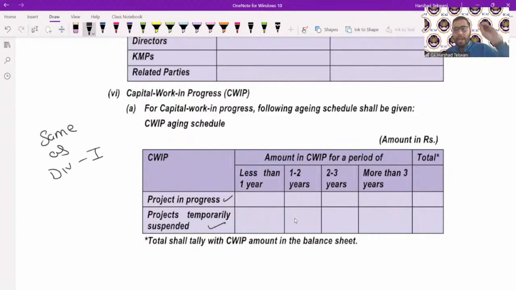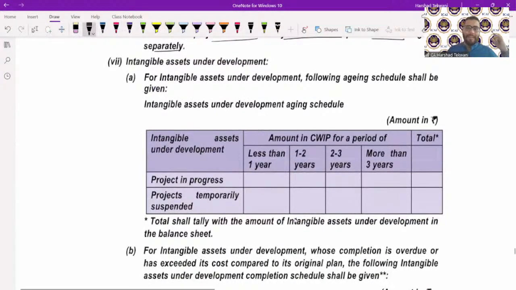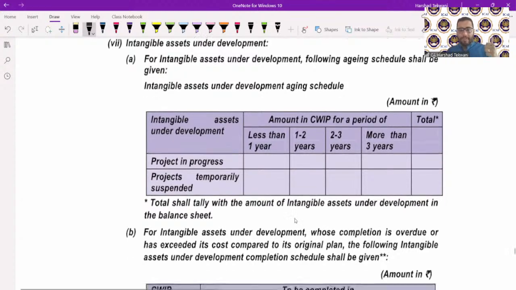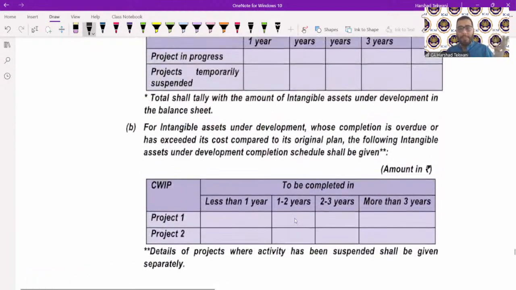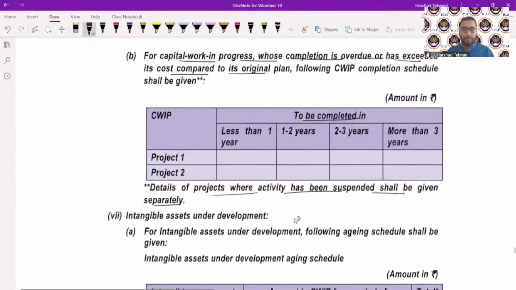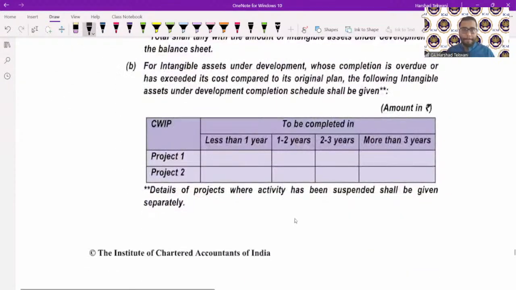There is no change. The amendment we discussed over there, the same is applicable over here also. Same for the intangible we discussed over there: intangible assets under development, which have overdue or exceeded cost, and the estimated projection timeline for the completion. So these all are amendments, but these amendments we have already discussed in division 1.